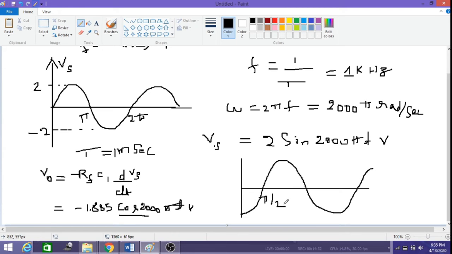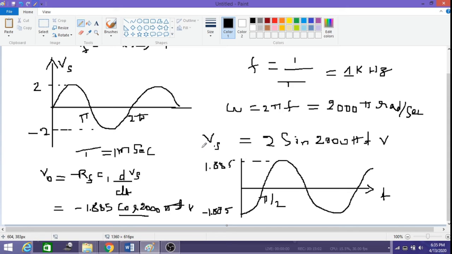So this is pi by 2 and so on, it goes like this. And here the maximum peak is 1.885, so the negative peak is minus 1.885, and this is your time t. The y-axis represents V naught. So this is one of the examples. Likewise, there are many examples which you'll get. We just need to substitute the Vs and we can get the output.